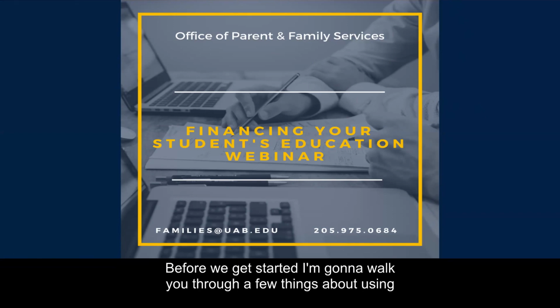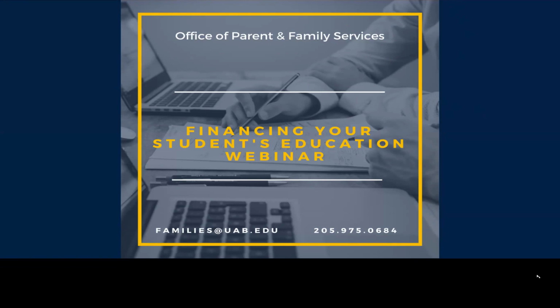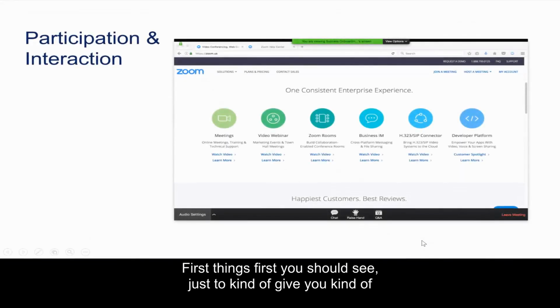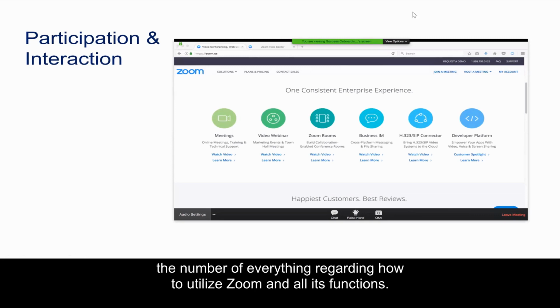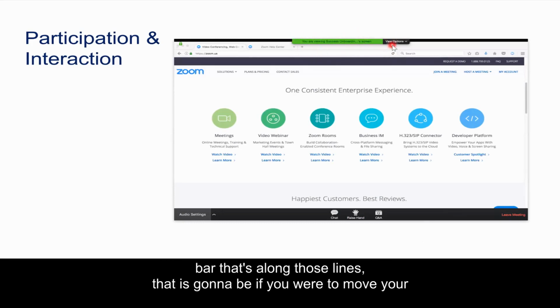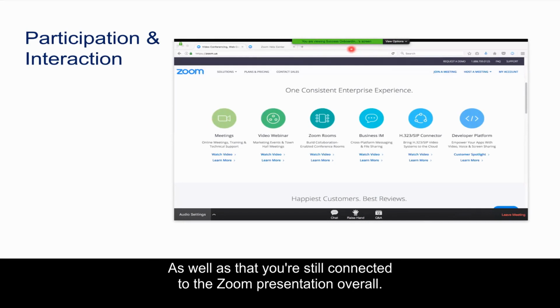Before we get started, I'm going to walk you through a few things about using this Zoom system so that you know how everything works. First things first, just to give you an idea of what you should be seeing on your presentation and how to utilize Zoom and all of its functions. At the top of your screen, you should be seeing something that looks like a green bar. If you move your mouse around, that will let you know that you're part of the presentation, as well as that you're still connected to the Zoom presentation overall.